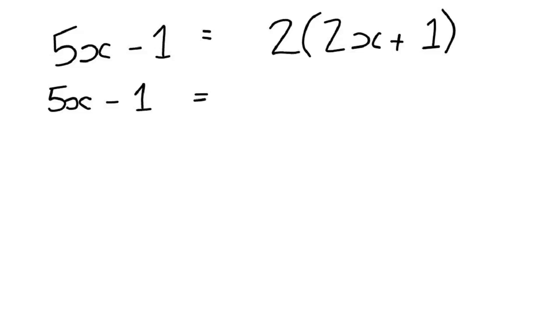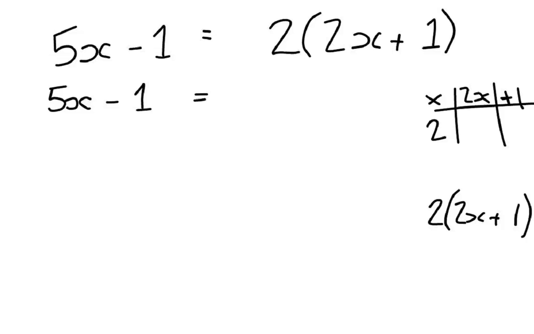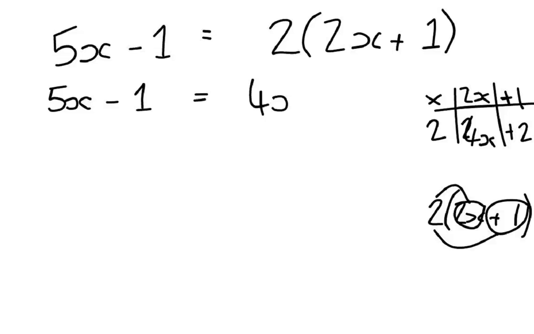Now whatever method you use, whether it be the grid method, or the method where you multiply the terms together separately, whichever you do, you are going to get 4x plus 2. So that's the first thing we do here: multiply out the brackets, and then rewrite it as 4x plus 2.